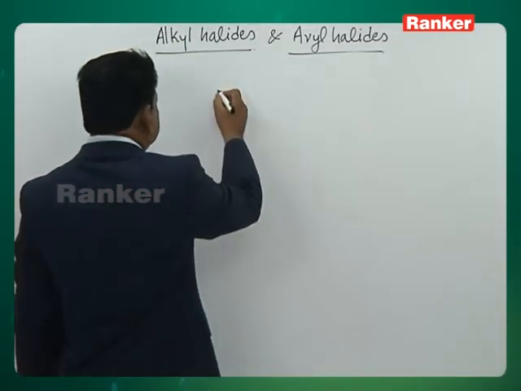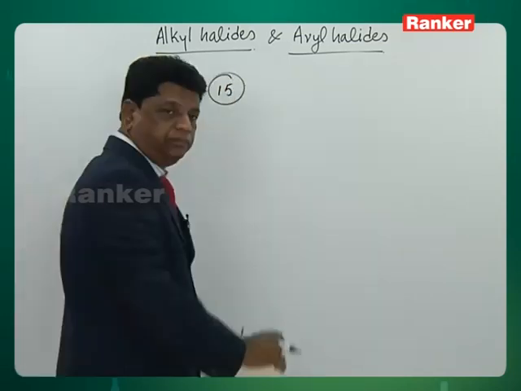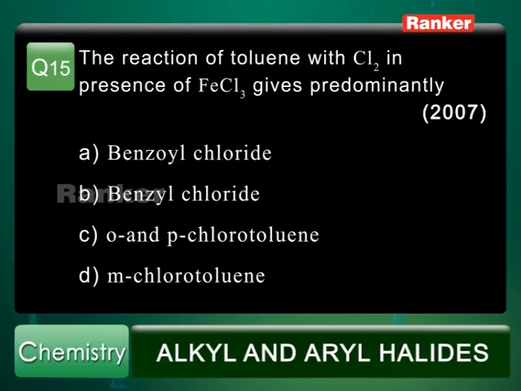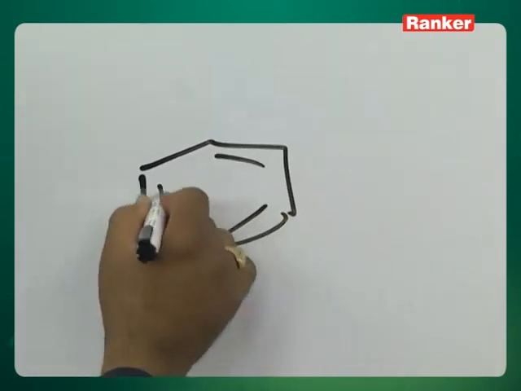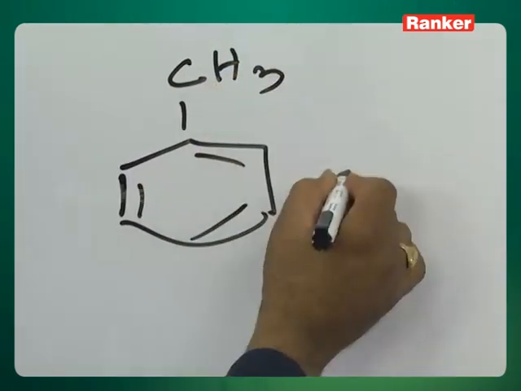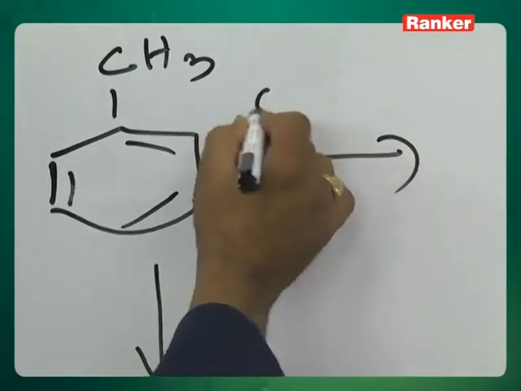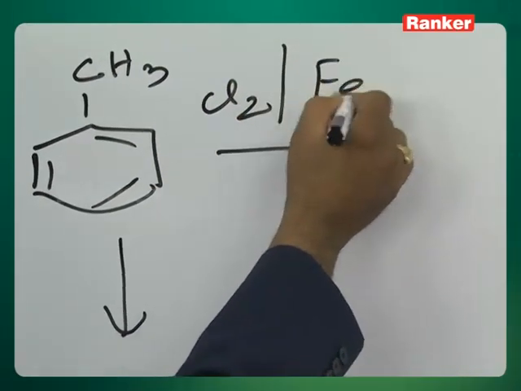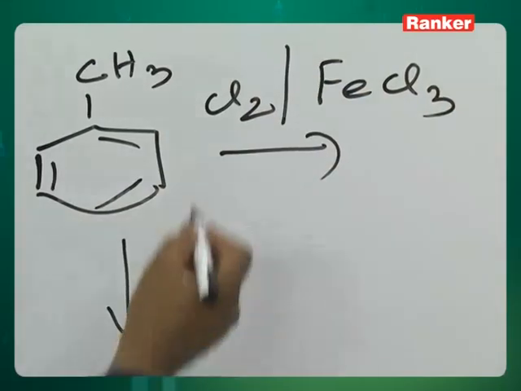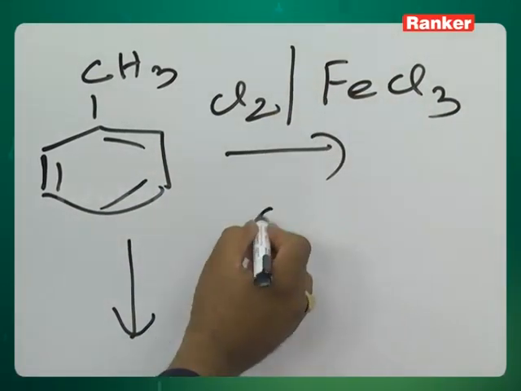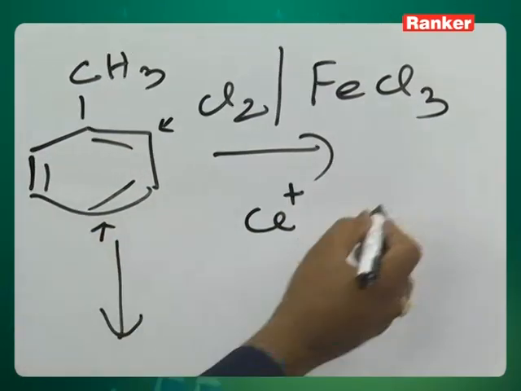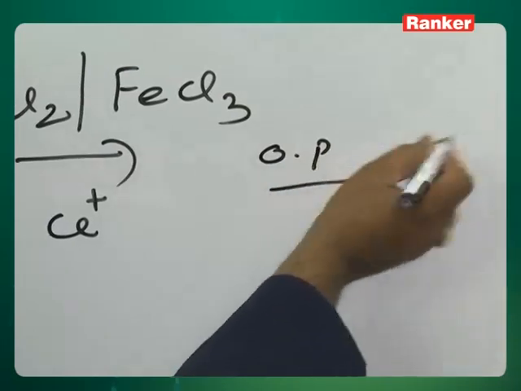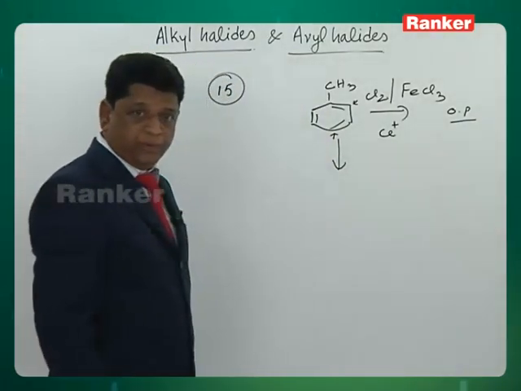Let's go to the next question, 15th question. The reaction of toluene with chlorine in presence of ferric chloride gives predominantly... Here the toluene can be chlorinated in two different ways. We have chlorine and anhydrous ferric chloride. One Cl minus is trapped and you will get a Cl plus, which shows ortho and para attack. So therefore ortho and para substituted products will be formed, that is the electrophilic substitution reaction.